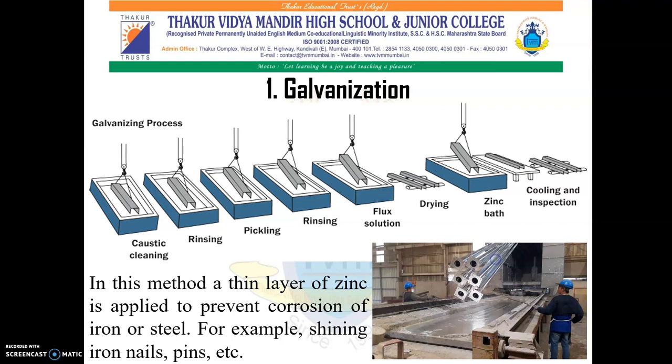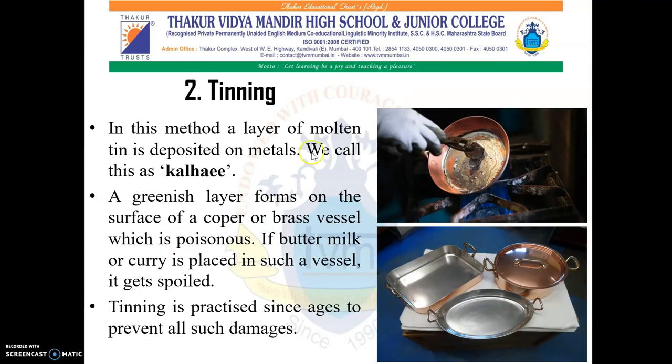Next is tinning. In this method, a layer of molten tin is deposited on the metals. We call this as kalai. We have already seen that carbon dioxide in the moist air reacts with the surface of the copper or the brass vessel. This results in the formation of a greenish layer over the surface of the vessel, which is very poisonous. And if buttermilk or curry is placed in such a vessel, then it will get spoiled.